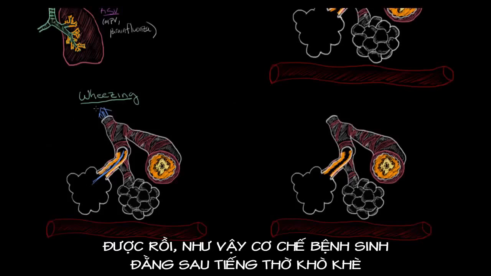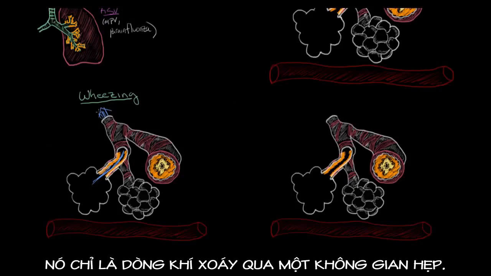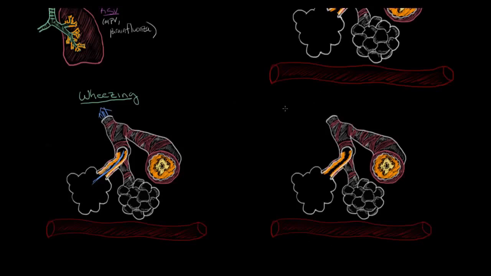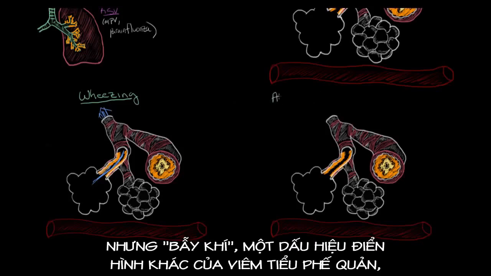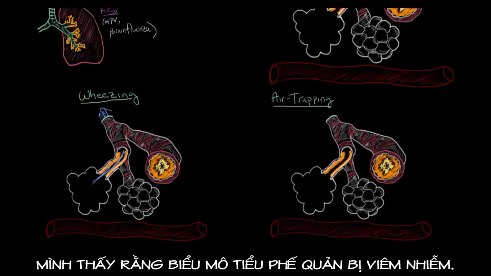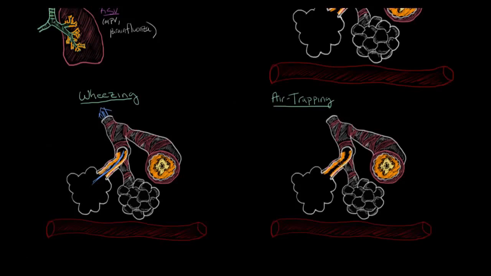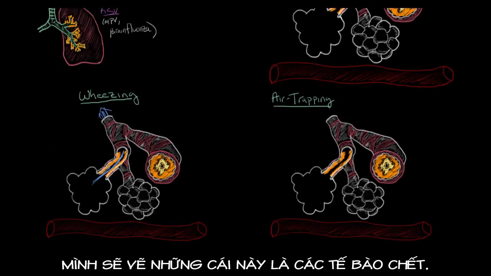Alright, so the pathologic mechanism behind wheezing is relatively straightforward. It's just air rushing through a narrowed space. But air trapping, another characteristic sign of bronchiolitis, is not quite so straightforward. I mentioned that the epithelium of the bronchiole becomes inflamed and infected, and over time, some of these inflamed cells can die. Let me just draw these in as kind of dying cells.